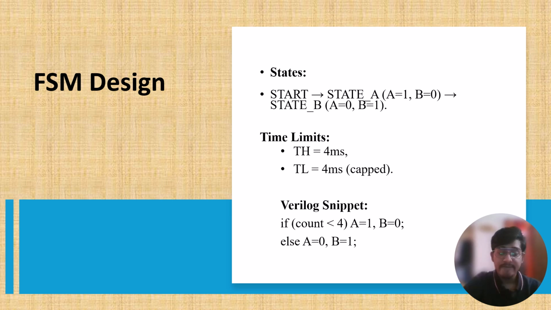The next step is the FSM design. To design an FSM, at first we need a state diagram. In the state diagram, we are using at first start and then state A. For state A, we are using A is 1 and B is 0. And then for state B, we are using A is equal to 0, B is equal to 1. The time limitation we are using for TH and TL are both 4 ns. And the Verilog snippet here is: if count less than 4, A is equal to 0 and B is equal to 0, else A is equal to 0, B is equal to 1.